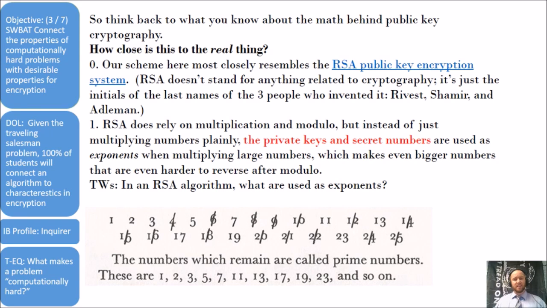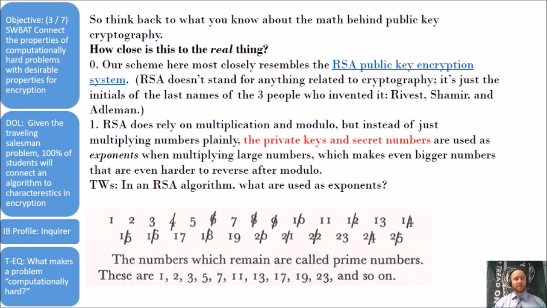Now, RSA doesn't stand for anything related to cryptography. It's just the initials of the last names of the three people who invented it, Rivest, Shamir, and Adleman. So the first thing, or the second thing technically, I want to point out is that RSA does rely on multiplication and modulo, but instead of just multiplying numbers plainly, the private keys and the secret numbers are used as exponents when multiplying large numbers, which makes even bigger numbers that are even harder to reverse after modulo.